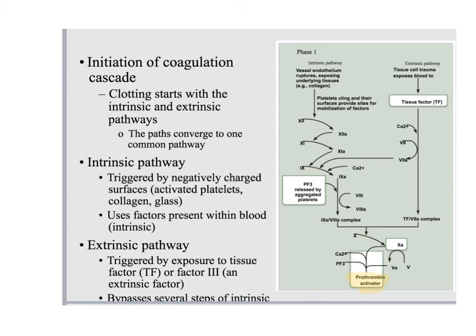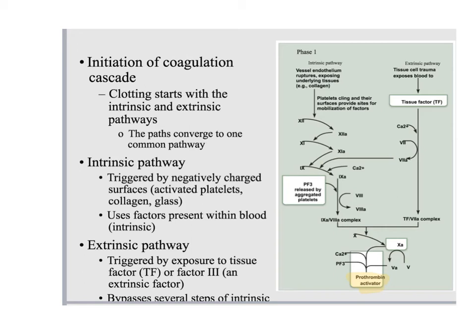The extrinsic pathway, there's a tissue cell trauma, exposes blood to tissue factor. Okay, so tissue cell trauma. What's happened? The cells of the vessel have been broken, releasing tissue factor to the blood. That now starts this cascade. So really, we talk about intrinsic and extrinsic pathways. They're really not happening exclusively of one another. 99.9% of the time, both of these pathways are happening simultaneously.